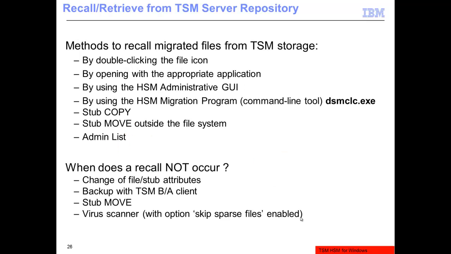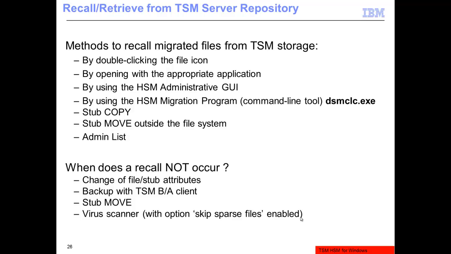There are several different methods to recall files from TSM back to the Windows server. The first would simply be to double-click on the file icon on the production machine, and that would create a recall. You could also utilize any type of application to do an I/O request against that file, which would also cause a recall.